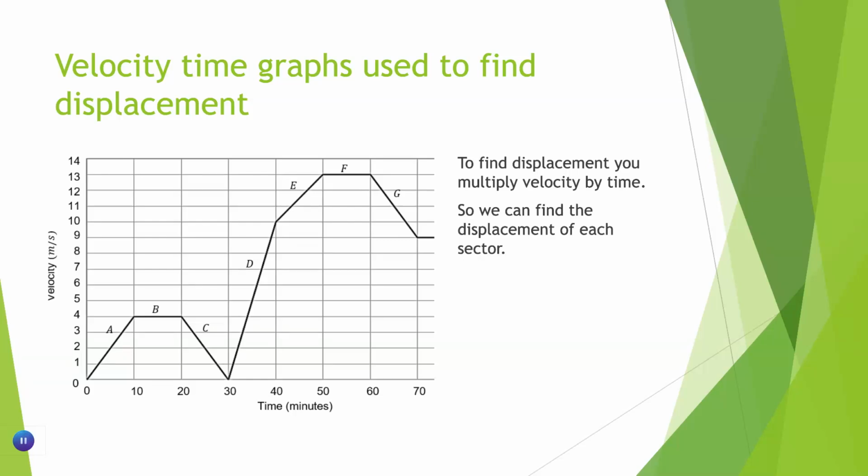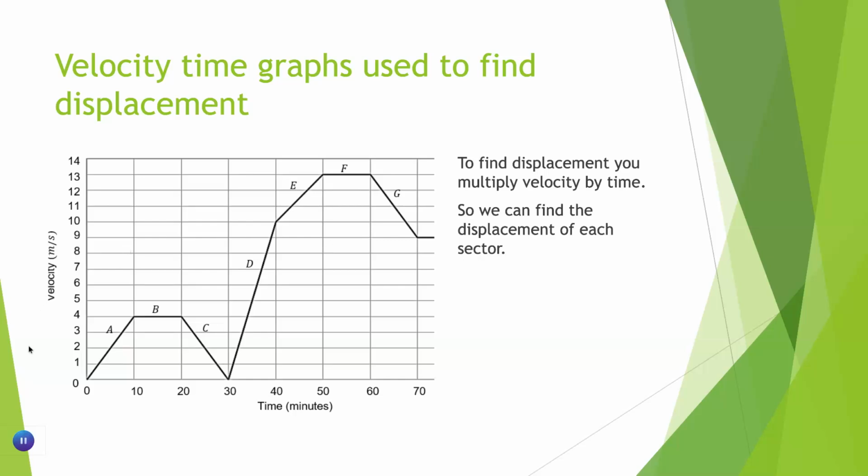Then do the equation. So when you're trying to find displacement for B, it's easy as the cyclist is traveling at a constant speed, from 10 to 20 minutes. So we do 10 times 60, which is 600. The velocity is 4. So 4 times 600, which is 2,400 meters.